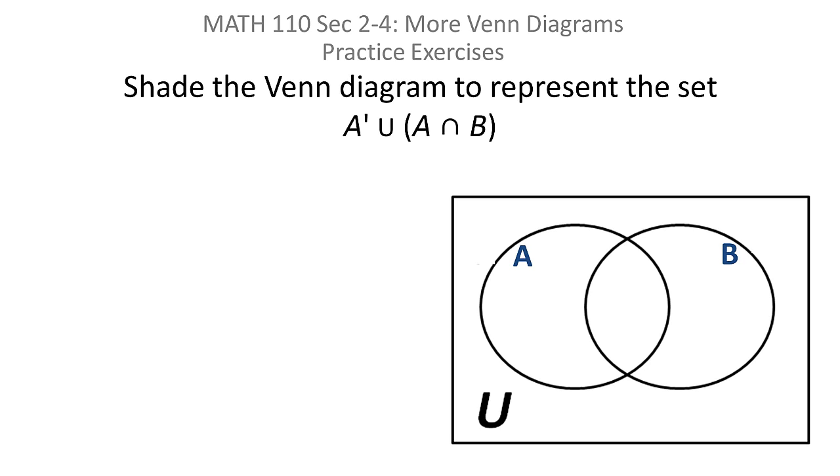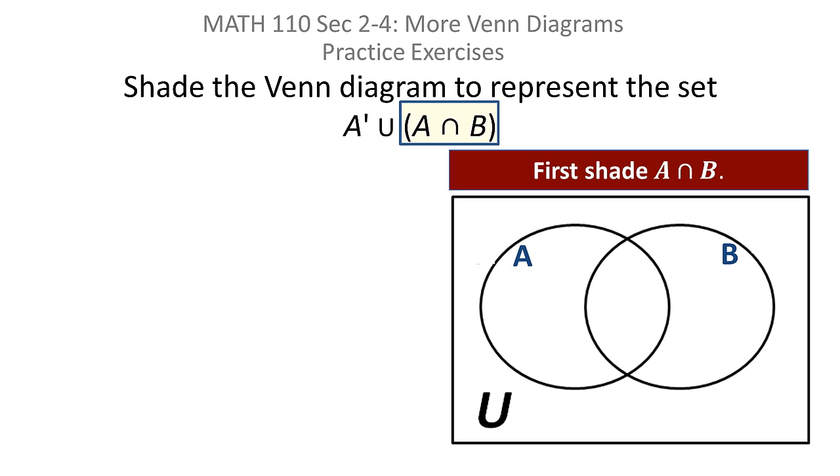Let's take a look at some basic Venn diagram problems. This one is asking us to shade the Venn diagram for the region described by the union of A complement with A intersect B. And the trick is just to take it one piece at a time.